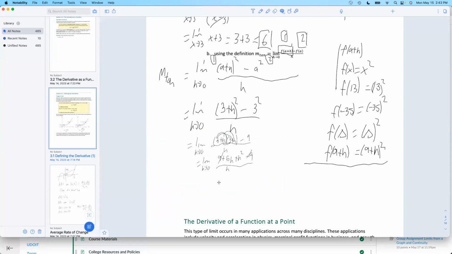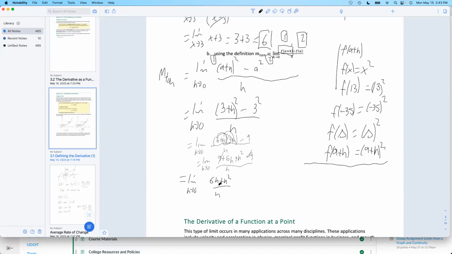Yeah. Okay, so the 9s canceled. Let's write down everything that's left. Limit as h approaches 0 of 6h plus h squared over h. On the top, everything has an h in it. If you get to this point and something on top doesn't have an h in it, you've done goofed.